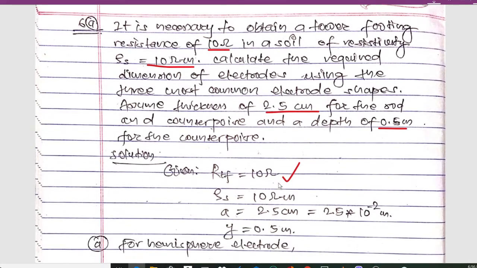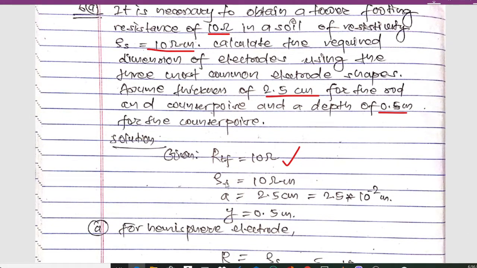So here we have the given data: RTF is 10 ohms, ρs is 10 ohm meters, the value of a is 2.5 centimeters, which is the thickness for the rod, and y equal to 0.5 is the depth of the counterpoise.